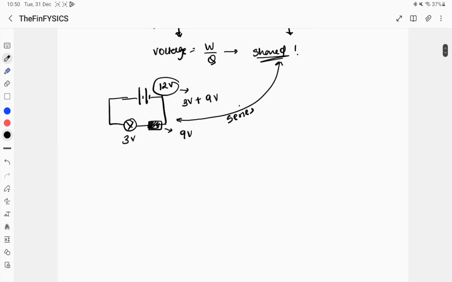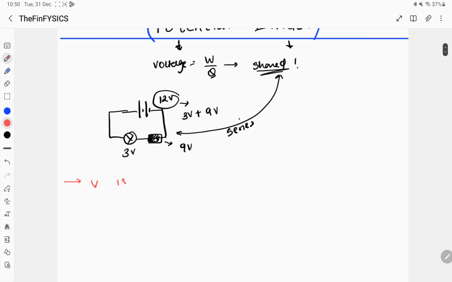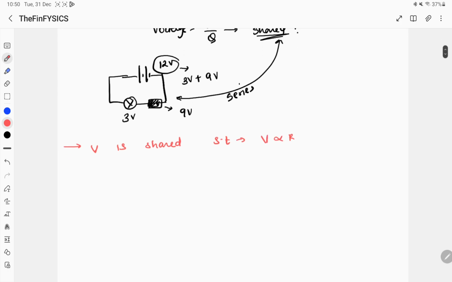So potential divider circuit is basically a fancy term given to a series circuit. This is what you should know: in a series circuit, your voltage is shared such that your voltage is proportional to resistance. We all know this, which means the higher the resistance, the more voltage is taken. Therefore, because this resistor is taking up more voltage than the bulb, the resistance of the resistor has to be greater than the resistance of the bulb.